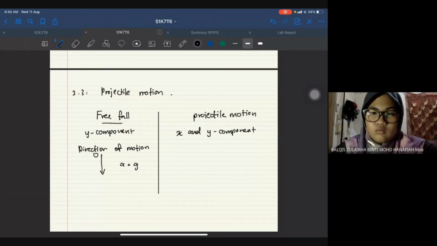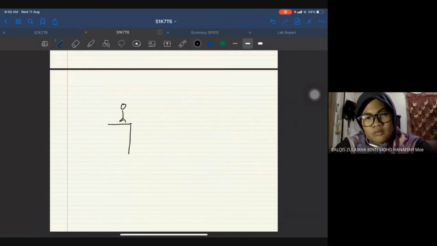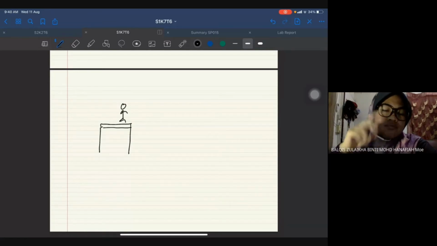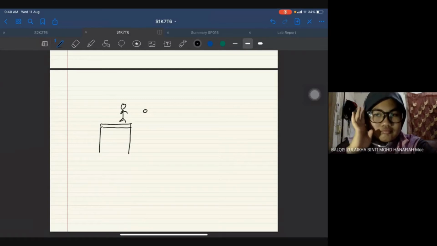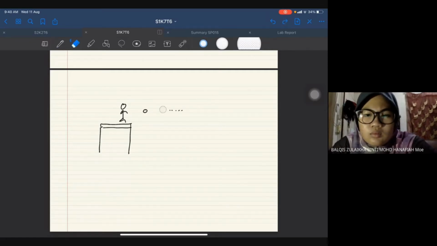Okay, for example, I have a person standing on the edge of the table, I wanted to draw a mountain but it is not easy to draw. He stands on the table, holding a stone, and then you release the stone. Let's say this is my initial position. This is when my S is equal to 0.